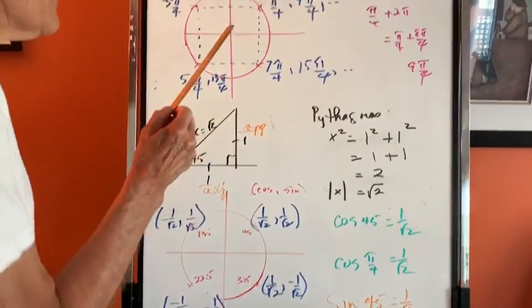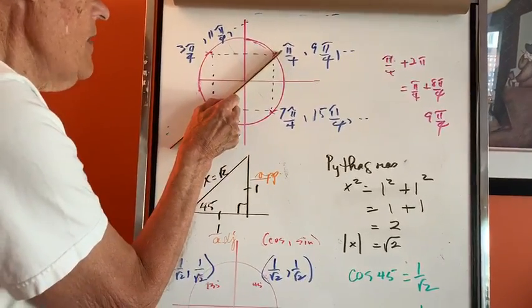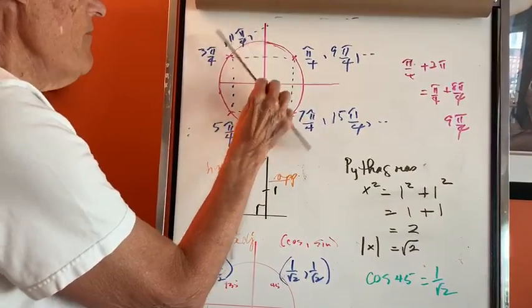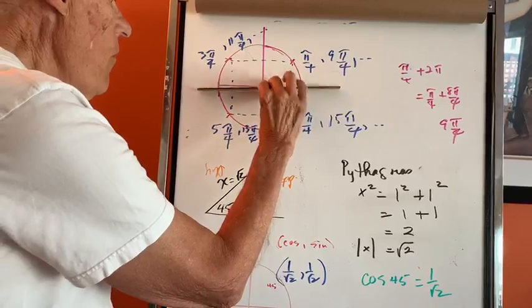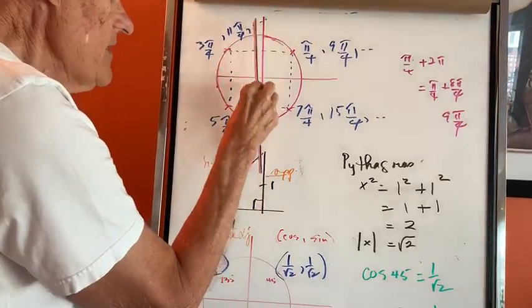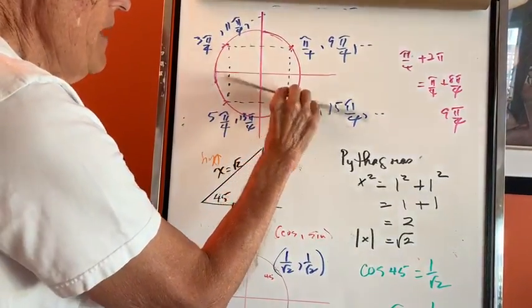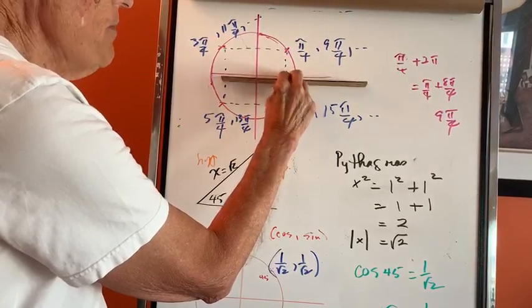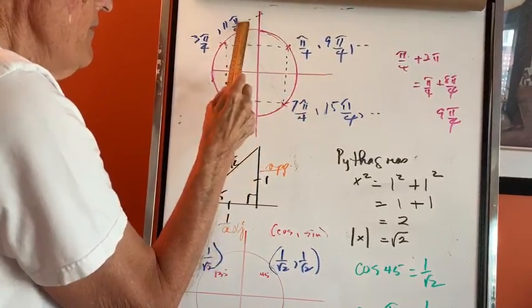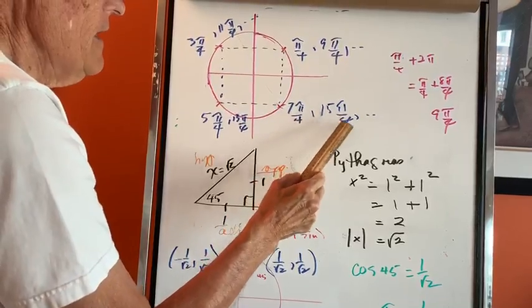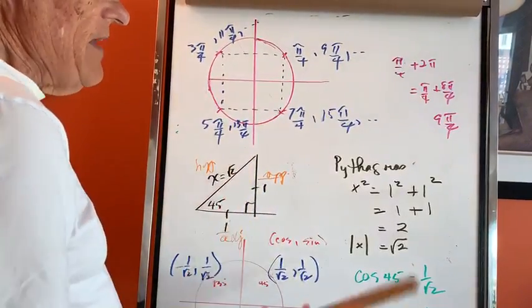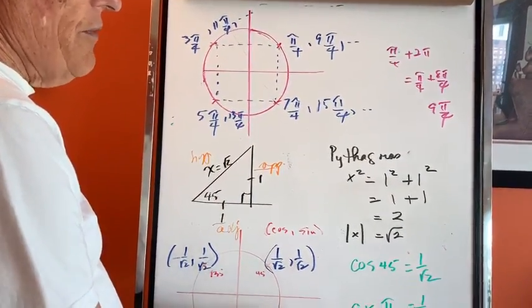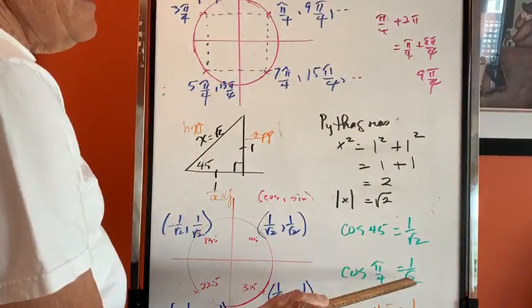Let's go back to the beginning. Pi by 4, 2 pi by 4, 3 pi by 4, 4, 5 pi by 4, 6, 7 pi by 4, 8 pi by 4 is 2 pi, 9, 11, 13, 15. It goes around the circle. The answers are always 1 over the root of 2, plus or minus.